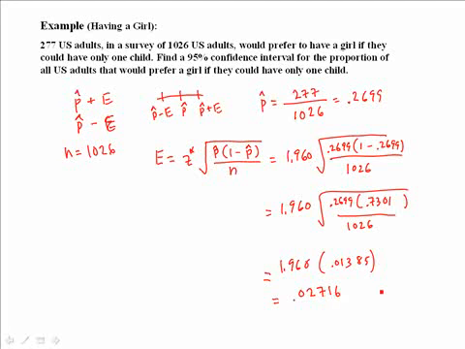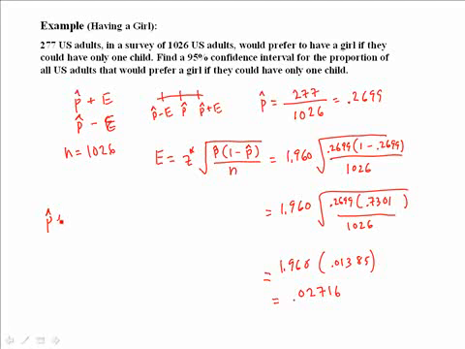So the E value is going to be 0.02716, right? Right. So in terms of a percent, what is that? That would be about 3%. Okay. So let's actually figure out what P hat plus E and P hat minus E are going to be.